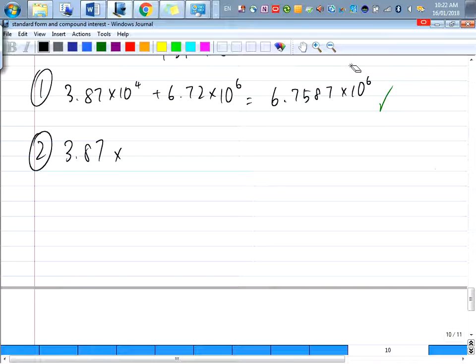Okay, now everybody else, I want you to try another question. Try this question. Very similar question, isn't it? Yeah, 10 to the power of 100.